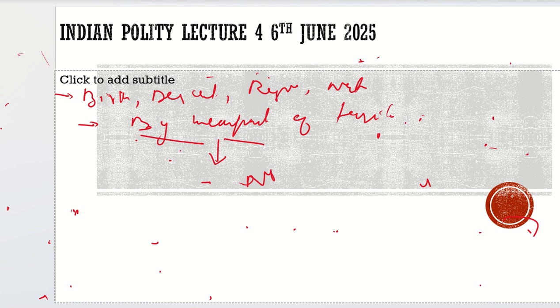No, everyone will not be a citizen of India. It is the Indian government which will decide. It is the Indian Parliament which will decide who will be a citizen of India and who will not. So the fifth one is by incorporation of territory.